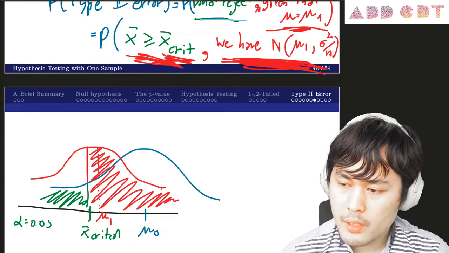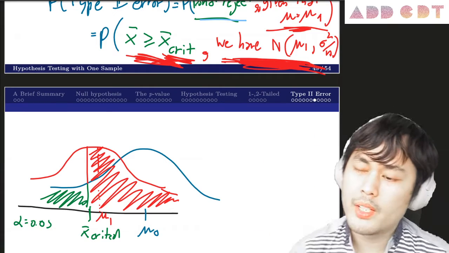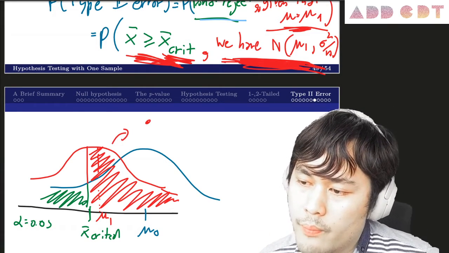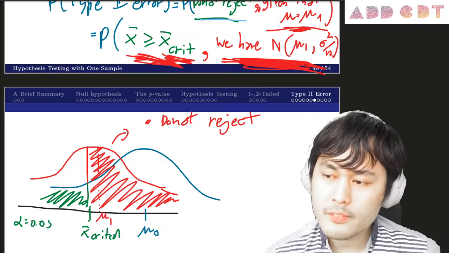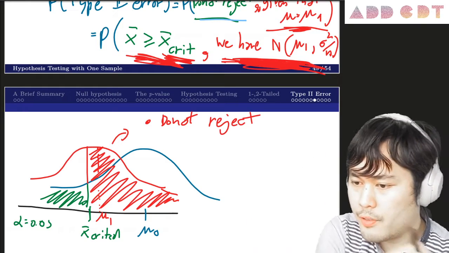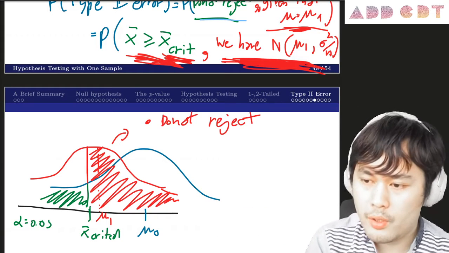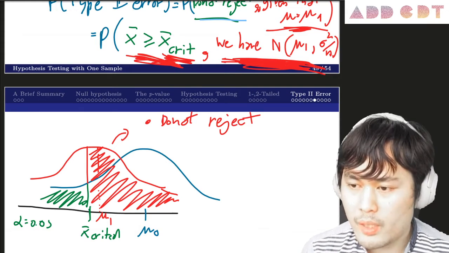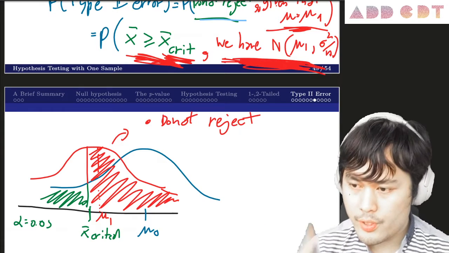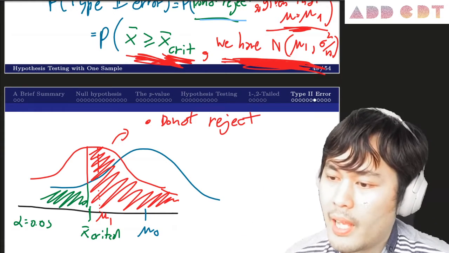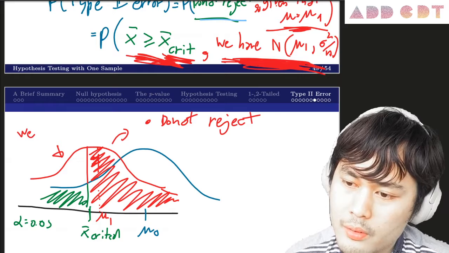Right. So let's repeat one more time. What is that red area doing here? The red area is the part where we do not reject. If it's to the left of the critical point, we would have rejected already. But if it's to the right, that means we do not reject. Now we want to find the part where we do not reject, and we are wrong. And that's why we have this curve here. And this curve here means we are wrong.